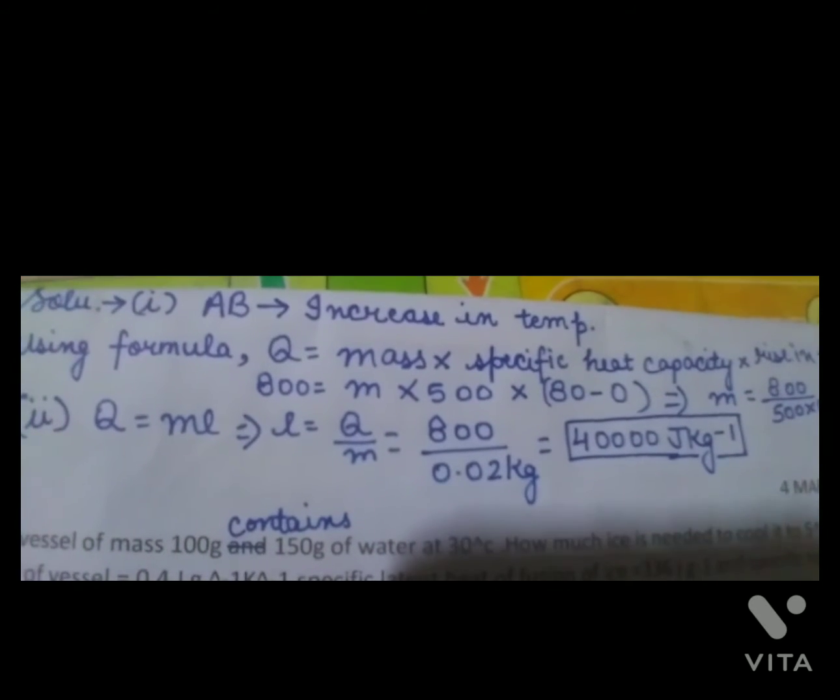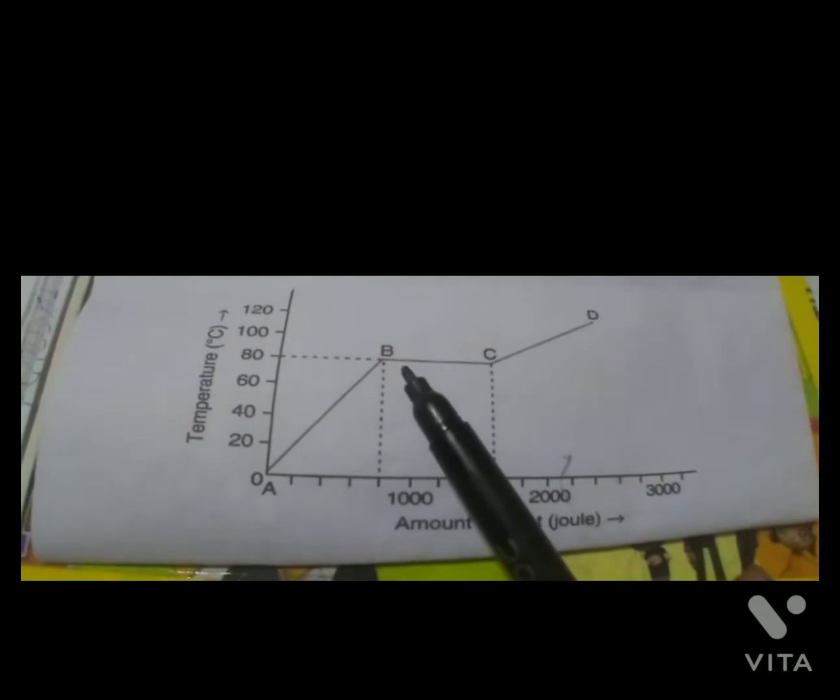Now third part is what BC represents. So we'll come back to the graph. AB represents change in temperature from 20 to 80 degrees Celsius, and BC represents change of state from solid to liquid. Do we understand? BC represents change of state from solid to liquid. So our first question is over.